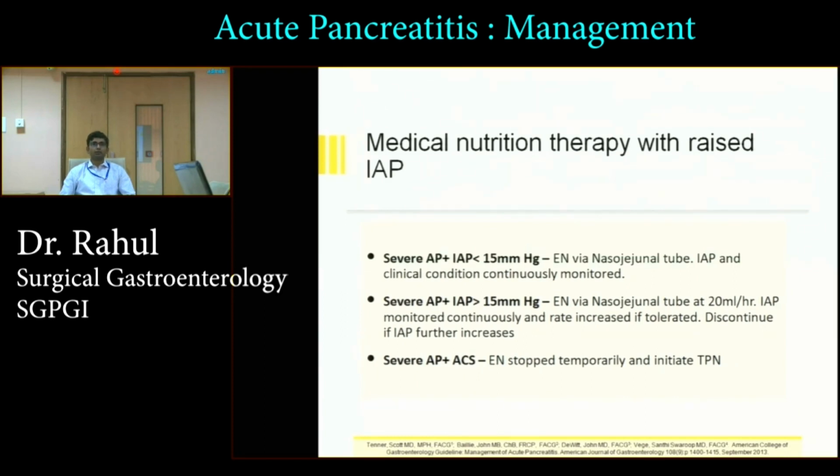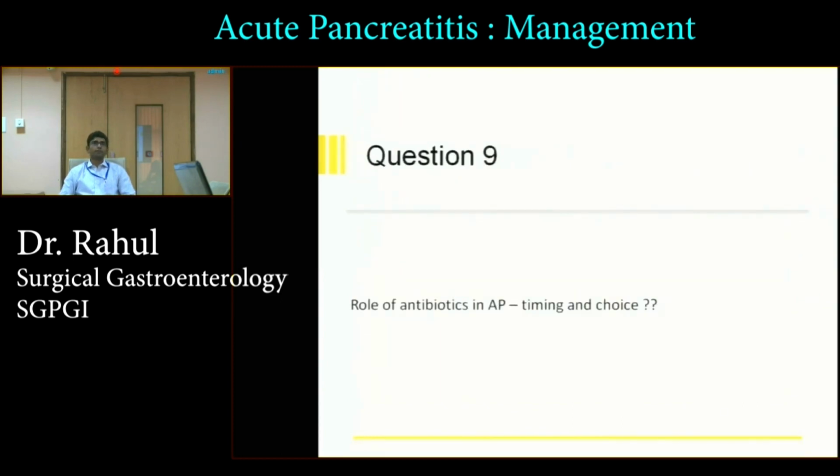But if the patient has severe acute pancreatitis and has abdominal compartment syndrome, that is IAP is more than 20, then enteral nutrition is stopped temporarily and the patient is started on total parenteral nutrition. In these cases, we consider all the methods to decrease the abdominal compartment syndrome. A few of them I already stated: drainage of collections, use of diuretics, and at times laparotomy is also done, where the abdomen is opened and left open with a Bogota bag in situ, so that the abdominal pressure decreases.